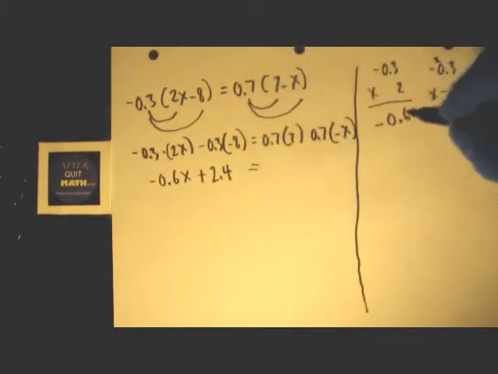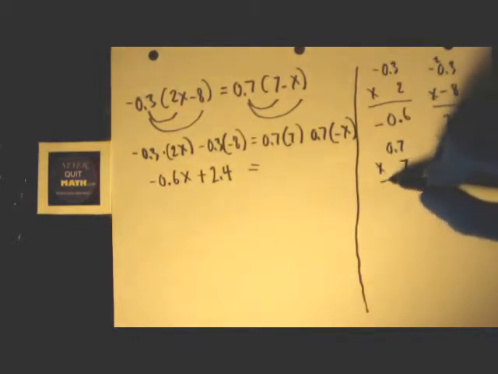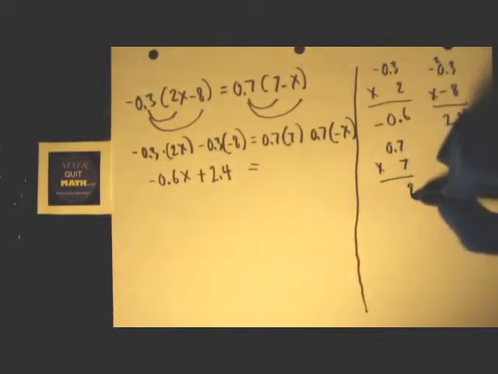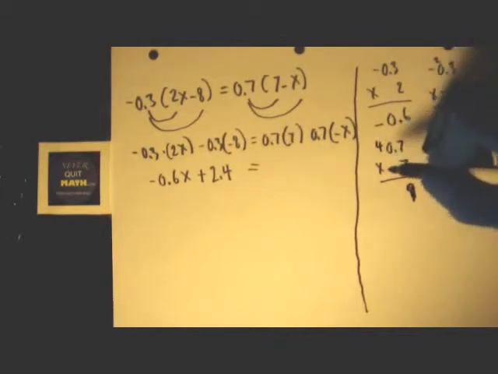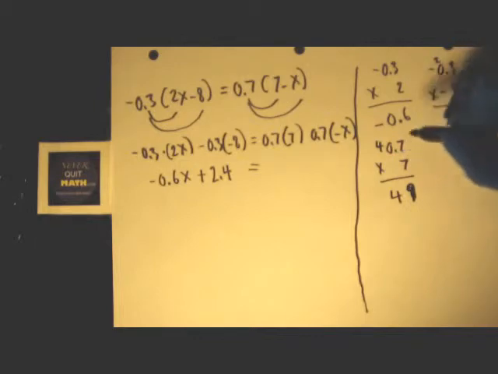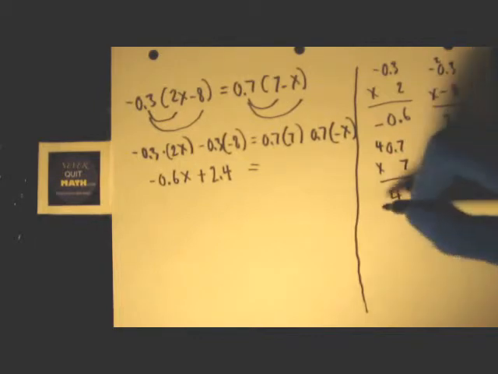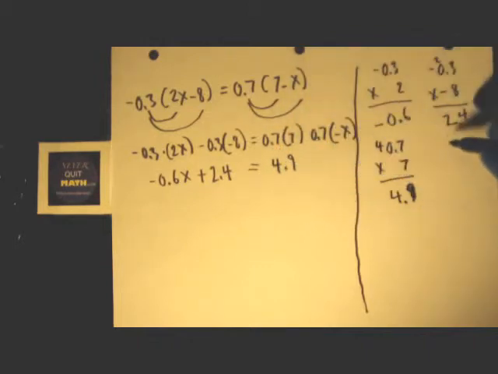Now we've got 0.7 times 7. 7 times 7 is 49. I put a 9 there, and then I put a 4 up there. 0 times 7 is 0. 0 plus 4 is 4. So that's 49. Looking at 0.7, only one digit is behind the decimal place. So it's 4.9. Put it right there, 4.9. Now we move on to our next one.